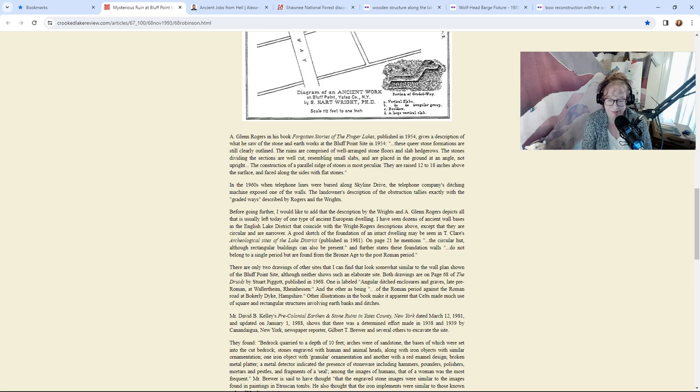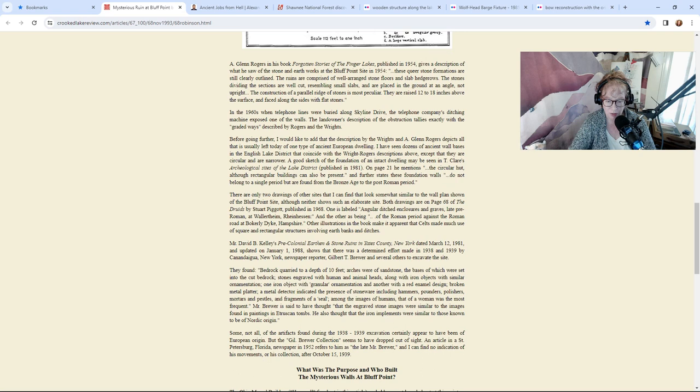I got nothing. They found bedrock quarry to a depth of 10 feet. Arches were of sandstone, the bases of which were set into the cut bedrock. Stones engraved with human and animal heads, along with iron objects and similar ornamentation. One iron object with granular ornamentation and another with a red enamel design. Broken metal platter. Metal detector indicated the presence of stoneware, including hammers, pounders, polishers, mortars, and pestles, and fragments of a seal. Among the images of humans, a woman was the most frequent, and it seemed to be similar to those that were of Nordic origin.